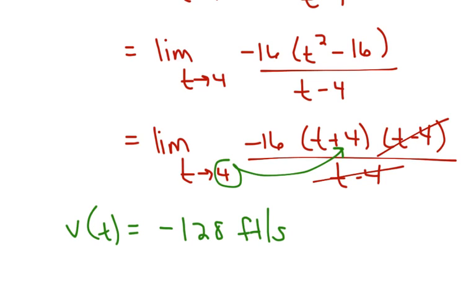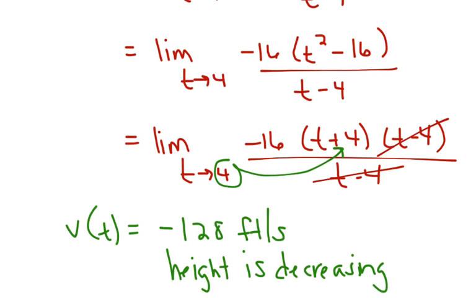But why is the answer negative? Well, the reason that answer is negative is because the height is decreasing. You're going down. And so if you're going down, it's really telling you the magnitude and the direction. Where have I heard that before?